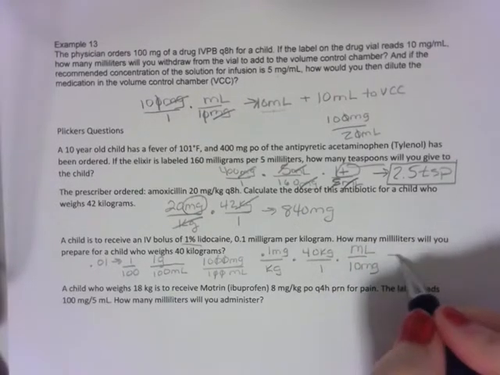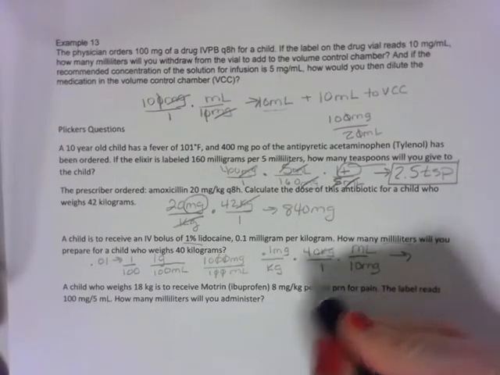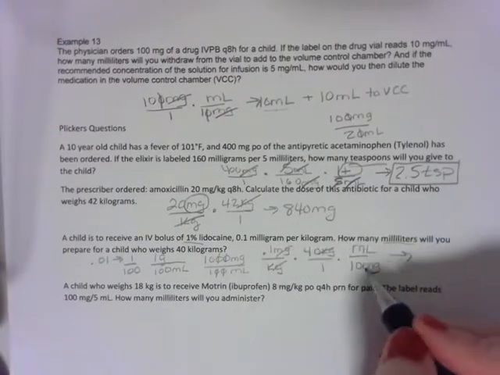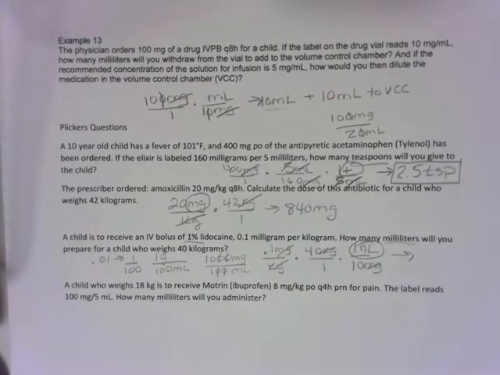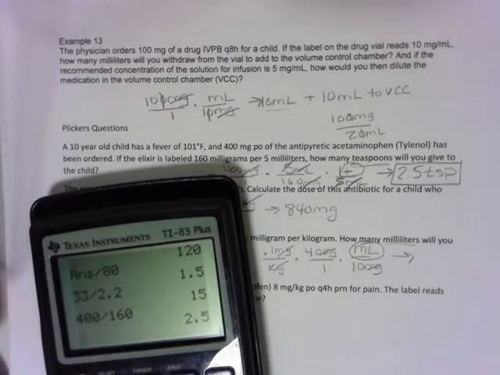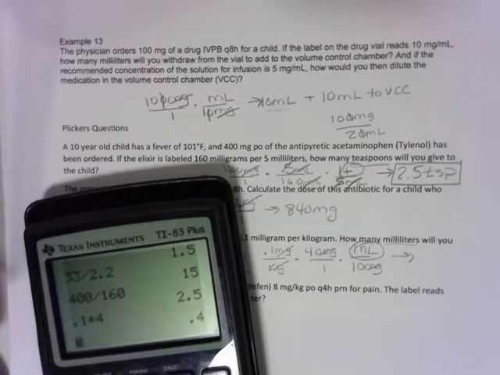And now I have my setup. How many mLs will you give? My answer is going to be in mLs. So I'm going to take my 0.1 times 40 divided by 10. And I get 0.4 mLs.